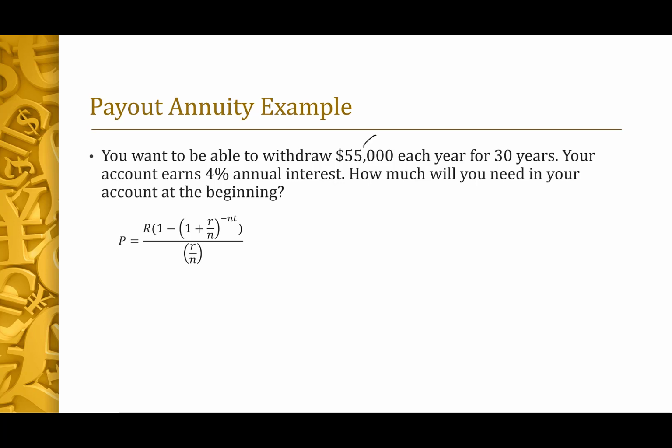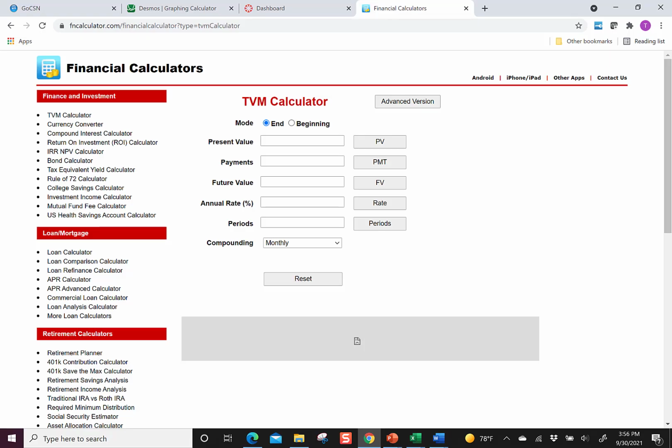So the $55,000, that is going to be our R. That's what we're withdrawing. 30 years, that is our time. We're taking this out one time a year is our assumption, and then the 4%, that is our little r. So this time we are looking for the present value. We need to know how much money needs to be in there, and we are going to take out $55,000. So I'm going to make that negative to show I'm taking that money out.